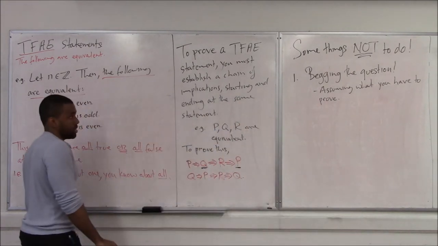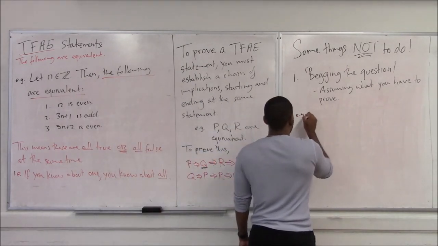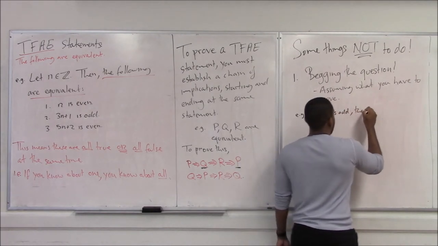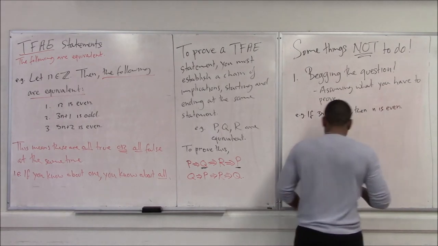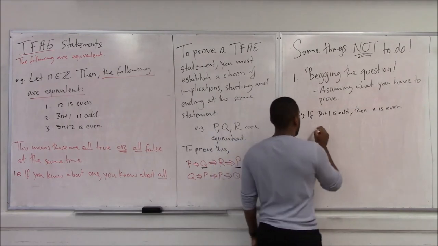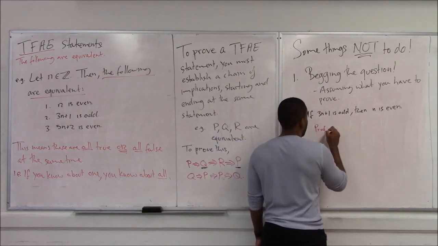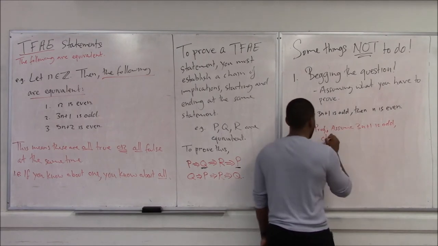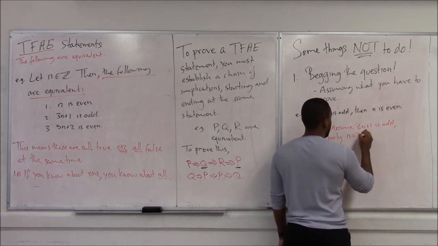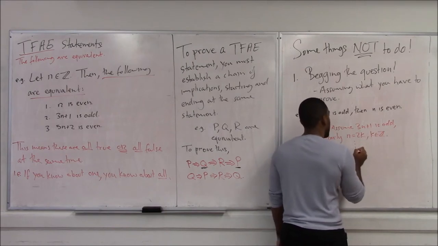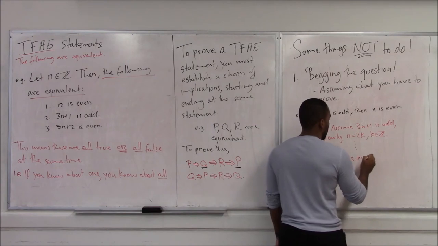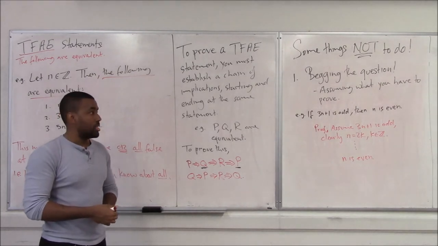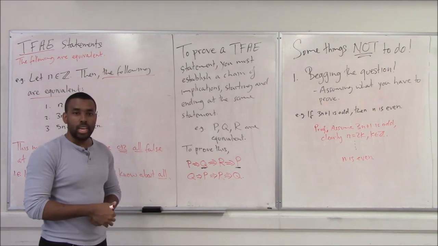Okay. So I can say something like, for example, if 3n plus 1 is odd, then n is even. So if a student writes something like this, they go, prove. Assume 3n plus 1 is odd. Clearly, n equals 2k, where k is an integer. Then they write a bunch of things, and they end up with n is even. Okay. You see the problem here? Yeah? They assume both are true from the beginning. They assume the statement is true, what they had to prove, right?